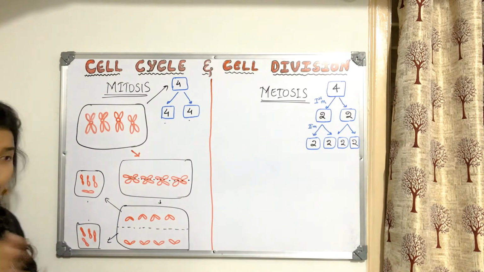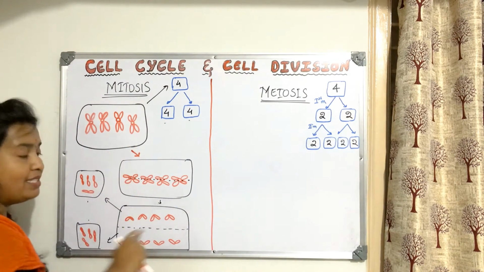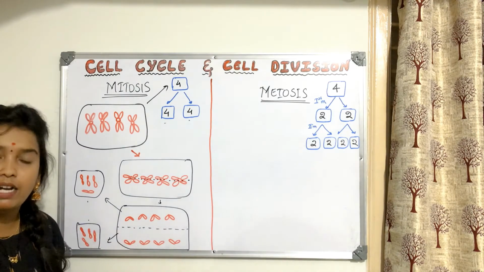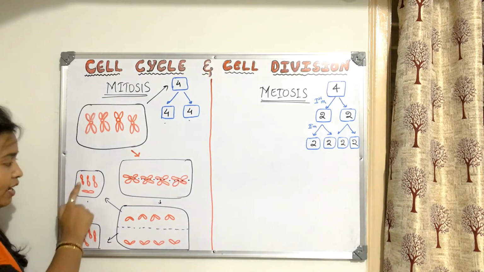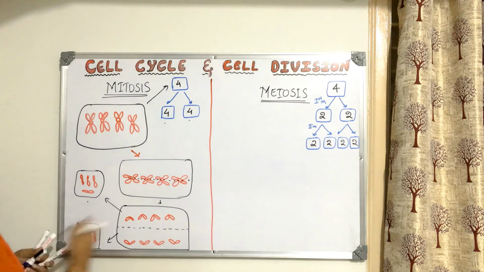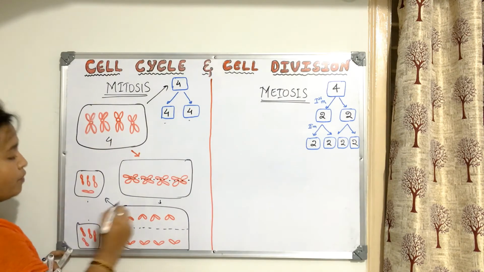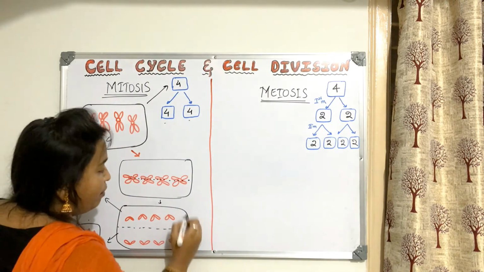Now, is it clear for you what happened here? The centromere of the chromosome has divided. That is why what you are finding here is 4 and 4. Here it was 4 chromosomes. What happened here? The centromere divides.